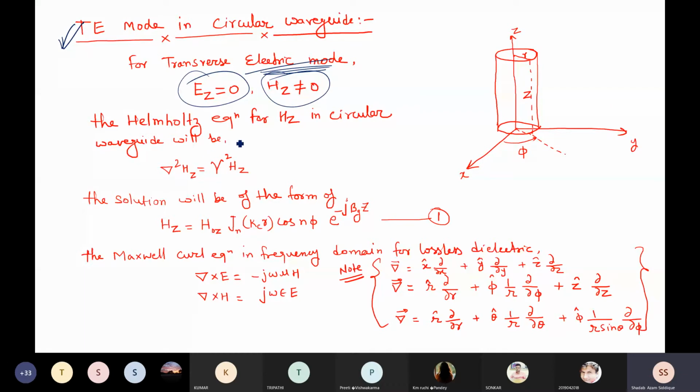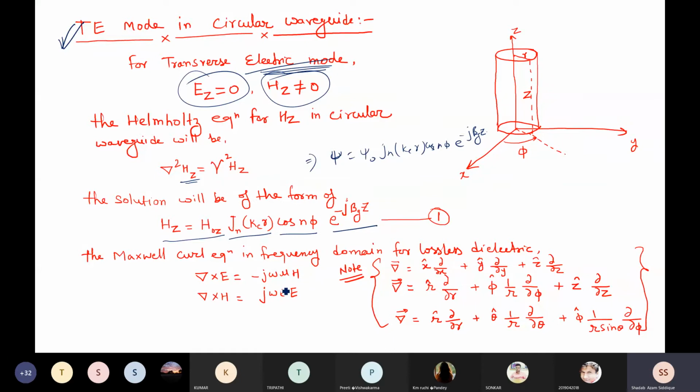Now we have a Helmholtz equation, which is del square Hz is equal to gamma square Hz. The solution for the Helmholtz equation, we know, is psi equal to psi naught Jn(kc r) cos n phi e to the power minus j beta g z. Here we have Hz instead of psi, so the solution of Hz comes out to be H naught z Jn(kc r) cos n phi e to the power minus j beta g z, and we assume that the wave is propagating in the plus z direction.